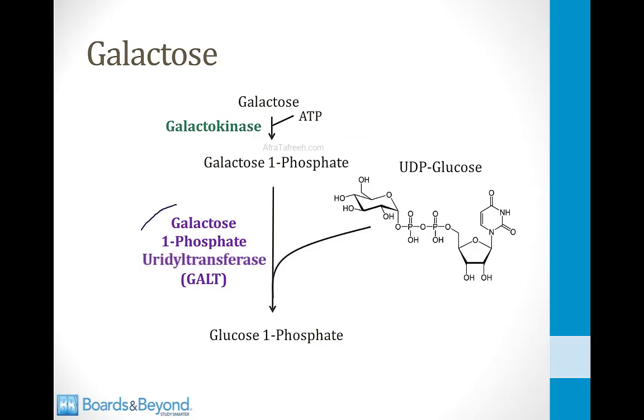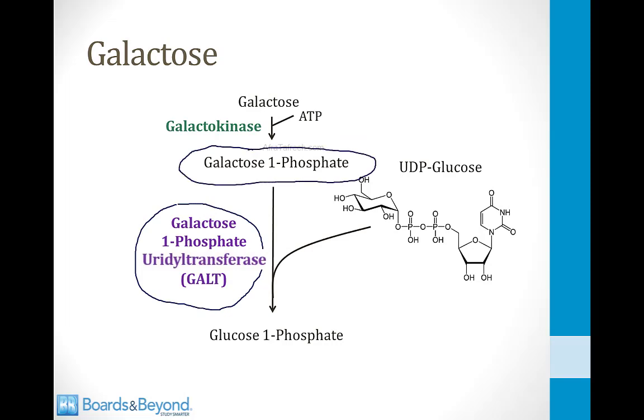Going back one slide, this is the GALT enzyme that's deficient in classic galactosemia. As a result, galactose 1-phosphate builds up in the liver and leads to liver damage. Just like in fructose disorders, this depletes the phosphate supply inside of liver cells and limits the liver's ability to perform gluconeogenesis and glycogen breakdown.